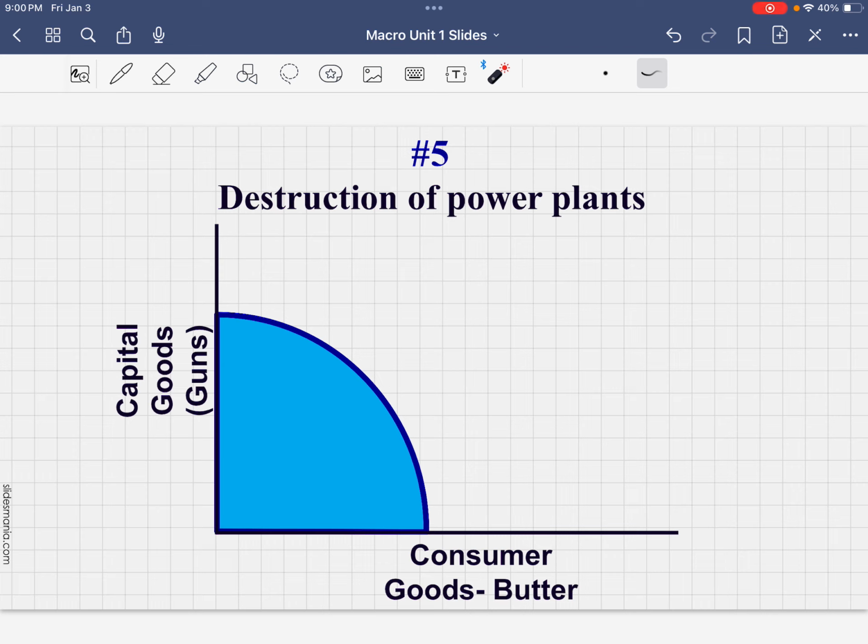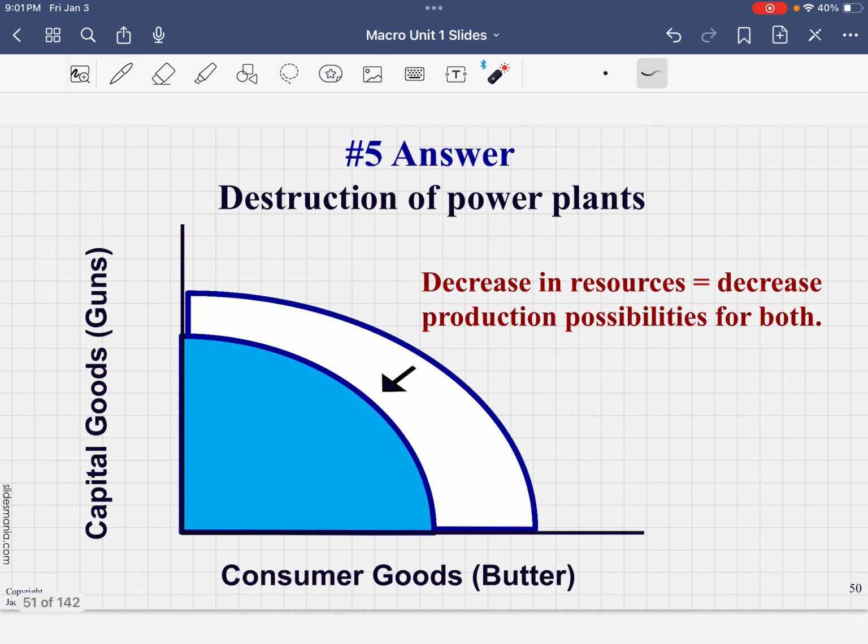So if a destruction of power plants occurs, and we're making capital goods versus consumer goods, power plants power our whole country. So all of our resources are going to decrease. The production possibilities for both of these things are going to go down because we need energy in order to make all of those things. So sometimes these questions will impact both good 1 and good 2, consumer and capital.